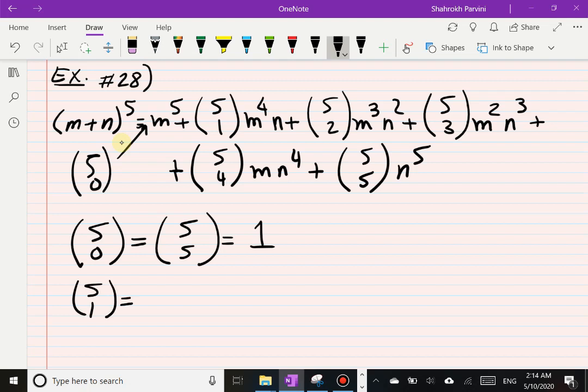5 choose 1, you can use your calculator. That's C(5,1). It's going to be the same as C(5,4), right? 5 minus 1, C(5,4). And when you do this, you're actually doing right up here 5 choose 1 and 5 choose 4. Those numbers are the same. When you do 5 choose 2, that's going to be the same as 5 choose 3. Okay, so you can actually do it on your calculators again.